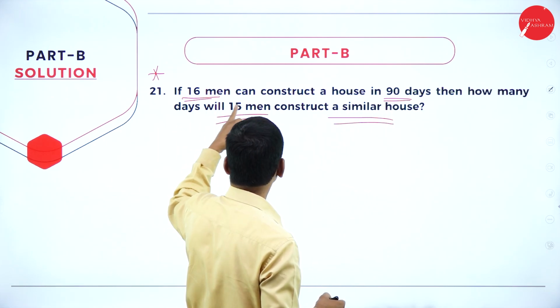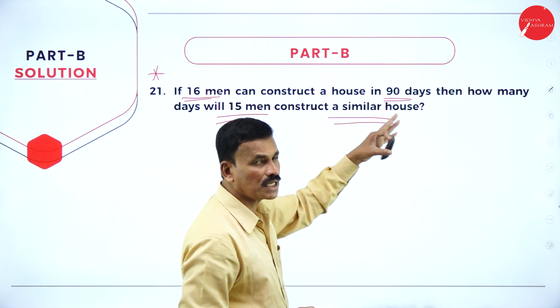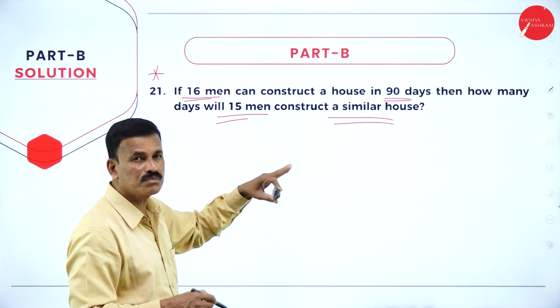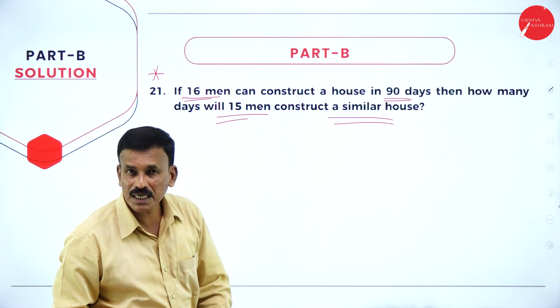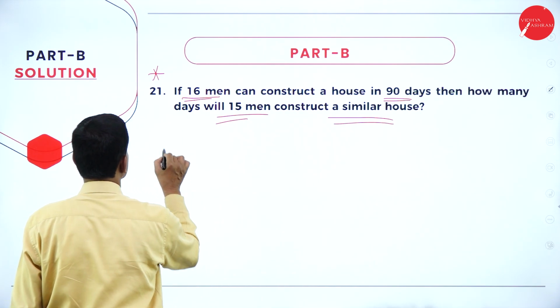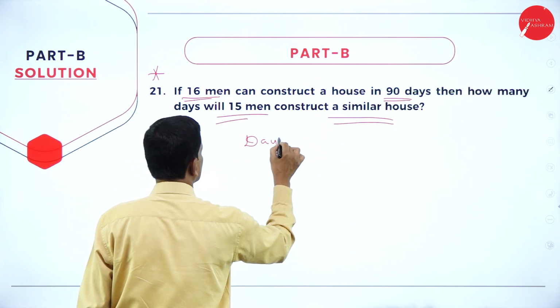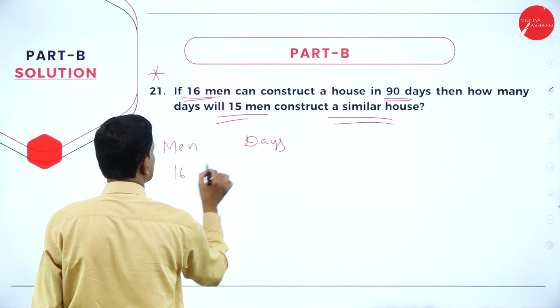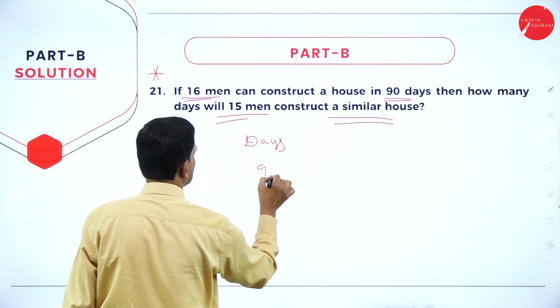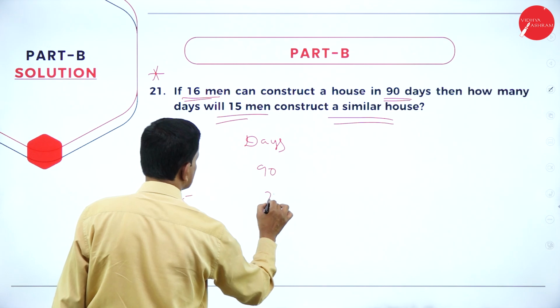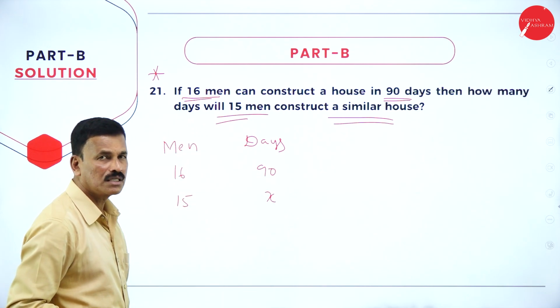So 16 men can construct the house in 90 days. Then 15 men construct the similar house, which means they will take more than 90 days. So let us write like this. What is given? The number of men and the days. 16 men can construct the house in 90 days. 15 men can construct the same house in X days, right?